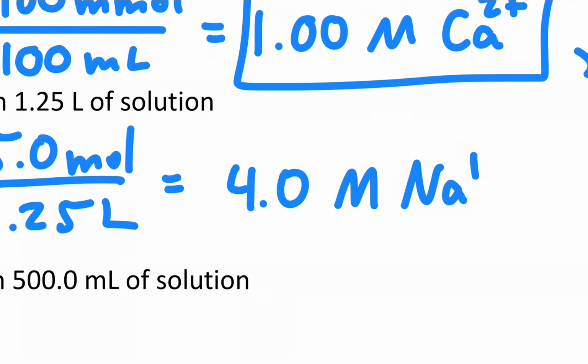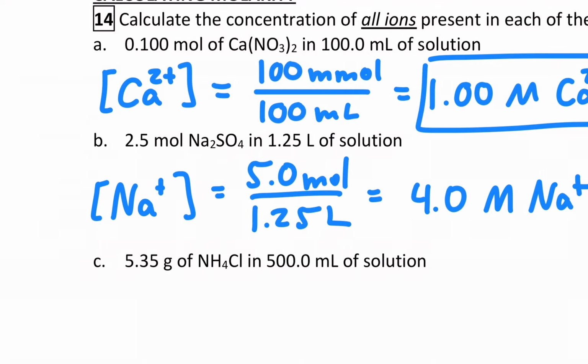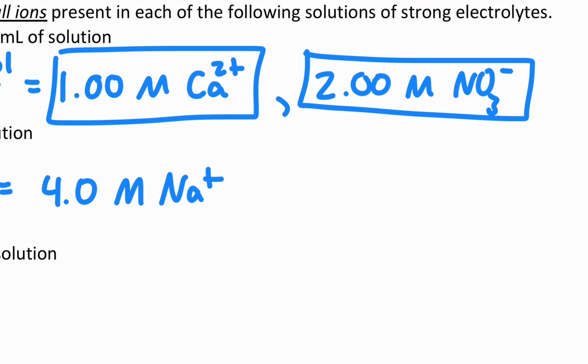sodium ion. And then how much sulfate do I have? Well, just look at the chemical formula. There's 2 sodiums for every 1 sulfate. So sulfate's going to be half of this. So for every 4 molar sodium, I'm going to have 2 molar sulfate.